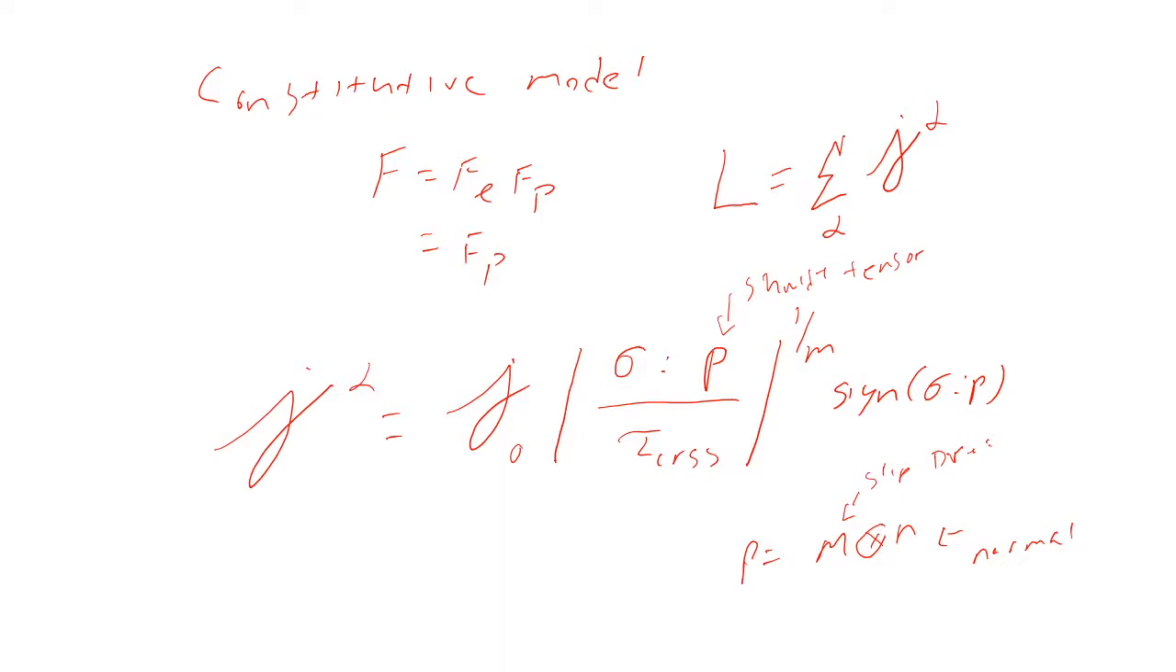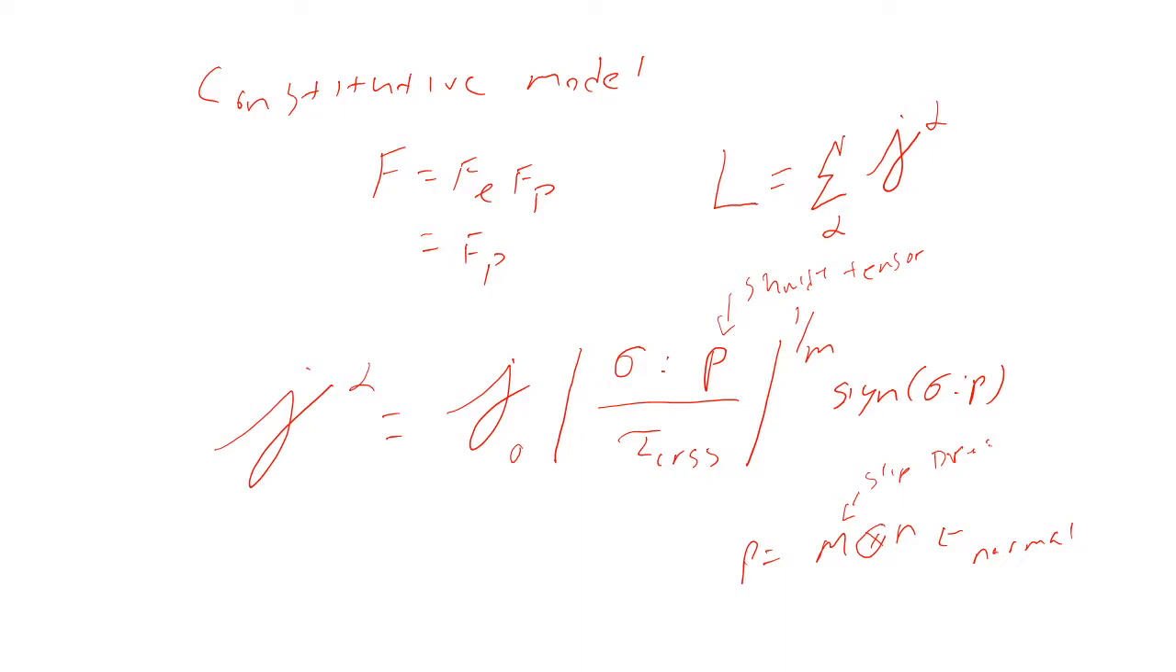What if this is slightly larger than the critically resolved shear stress? It blows up really quickly. And if this is exactly 1, this whole thing becomes 1, and so our shear rate becomes this reference shear rate. So this is just a model parameter that tells you how fast your slip system deforms when this is exactly 1.